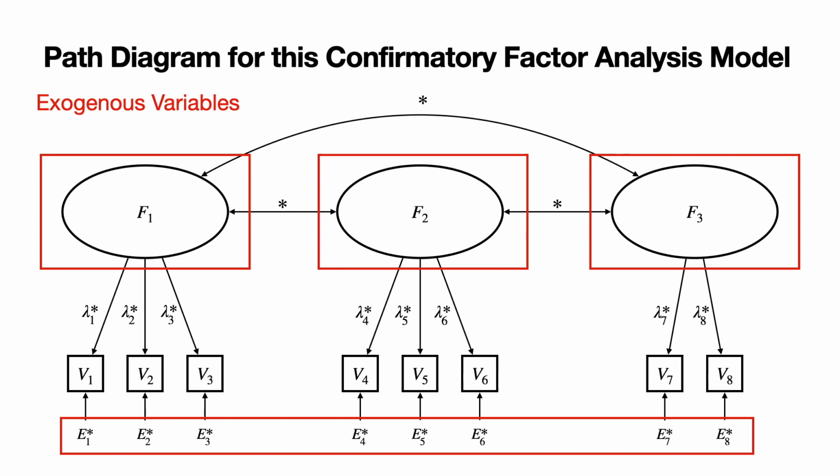Now note that exogenous variables are very easy to identify in a path diagram because exogenous variables are those variables or those constructs in the path diagram that have no incoming one-way arrows. And so you'll see here that F1, F2, and F3 do not have any incoming one-way arrows, nor do E1 through E8. So they are the exogenous variables in this model. On the other hand, V1 through V8 each has at least one-way arrow coming into it. And so those are the endogenous variables.